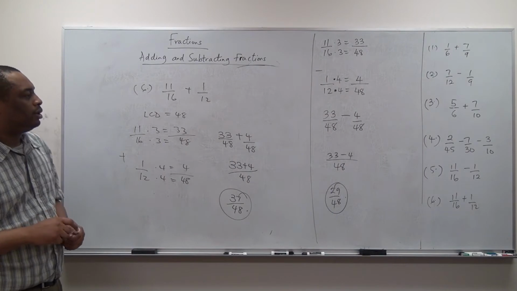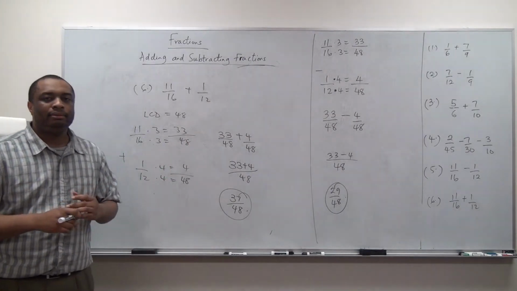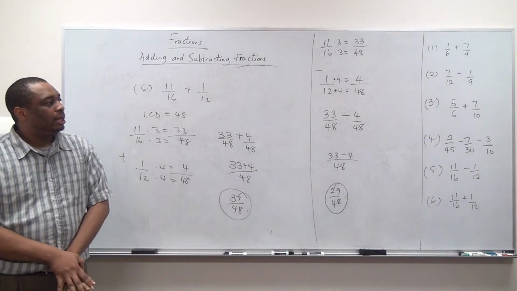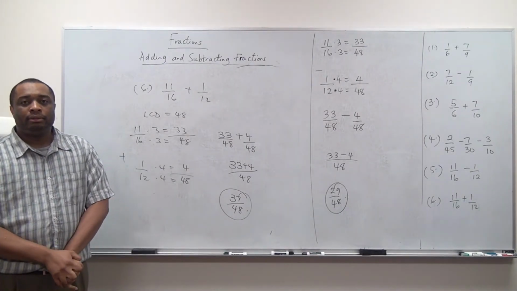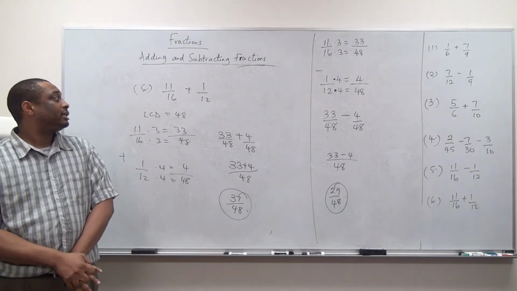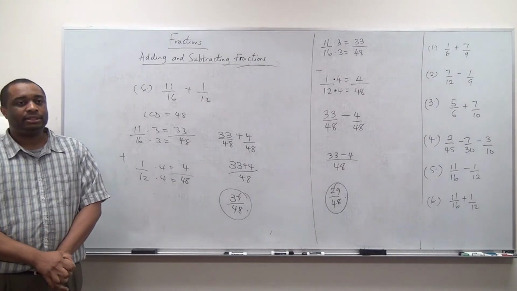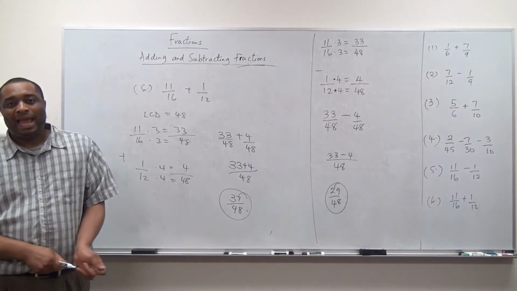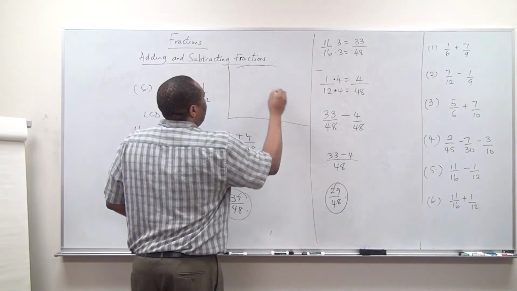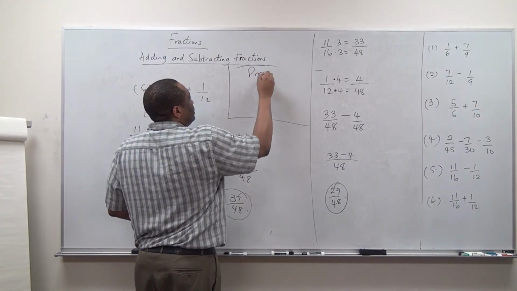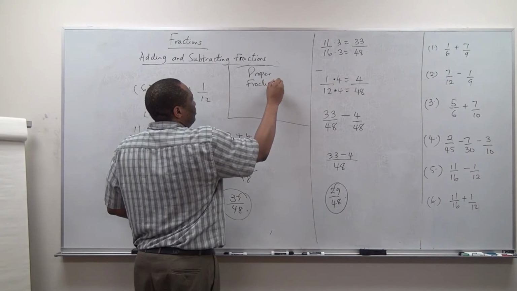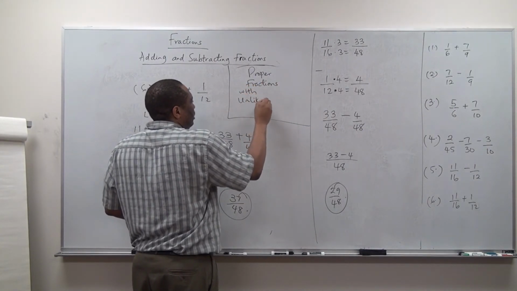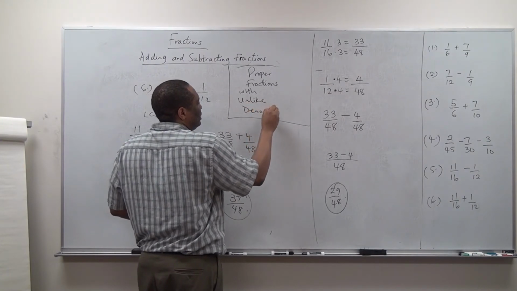Right. So this is the way we add and subtract fractions, proper fractions with unlike denominators. Actually, these are unlike denominators. Adding and subtracting proper fractions with unlike denominators. We say it's unlike denominators because they're different denominators.